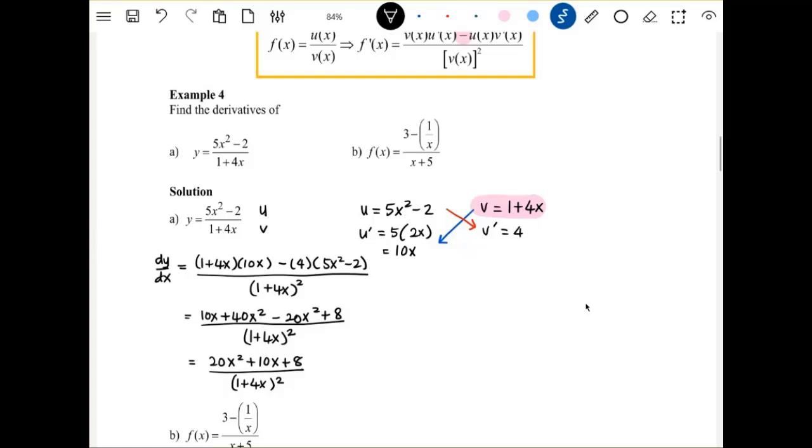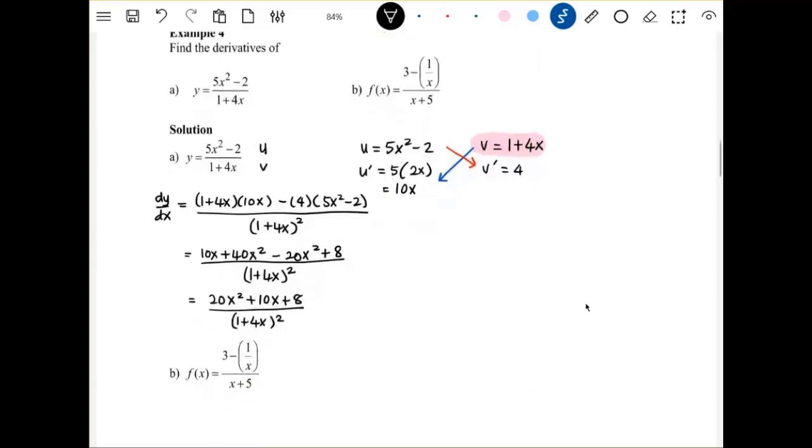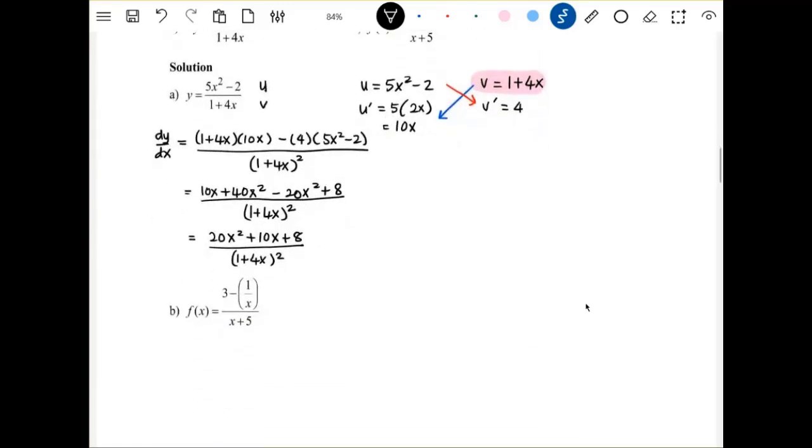Okay, so now we move to part B, which is we have f(x) equal to 3 minus 1 over x, divided by x plus 5. So di dalam bentuk pecahan, obviously we have to use quotient rule. Okay, so atas adalah U, bawah adalah V. So di sini adalah U, di sini adalah V. Okay, sebab tu kita panggil quotient sebab dia adalah pecahan.